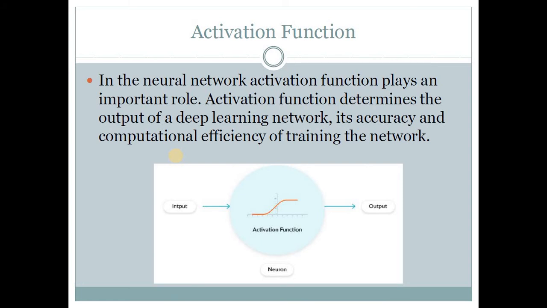So first we want to understand the activation function. In neural networks, the activation function plays an important role. The activation function determines the output of a deep learning network, its accuracy, and the computational efficiency of training the network.